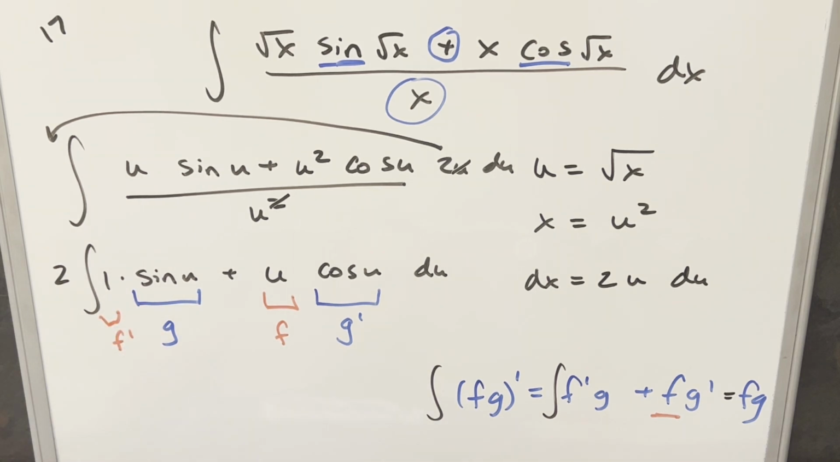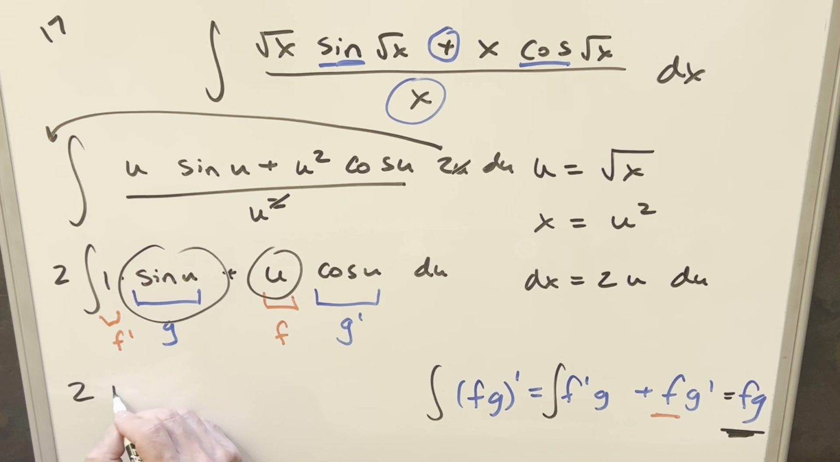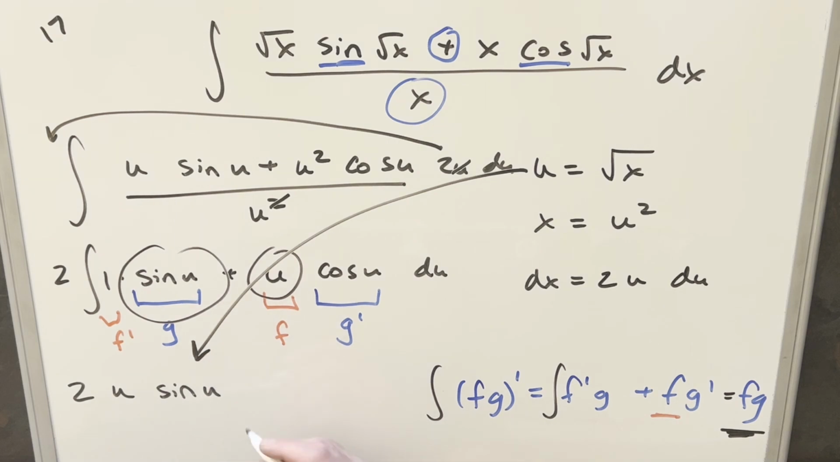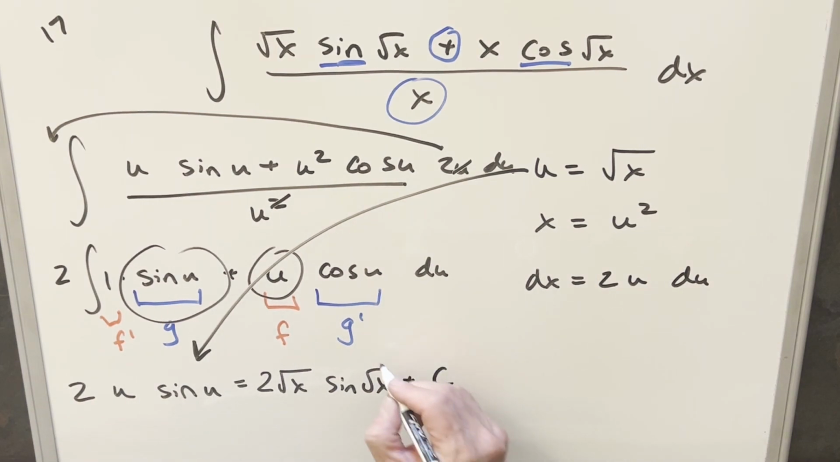So we can just go ahead and solve this in u anyway. We just want our f and g values. And so putting this together, we're going to have 2 times u sine u. So all we need to do is back substitute in order to finish this off. And so for my final solution we have 2 square root of x sine square root of x. Add a plus c on there, and that's it.